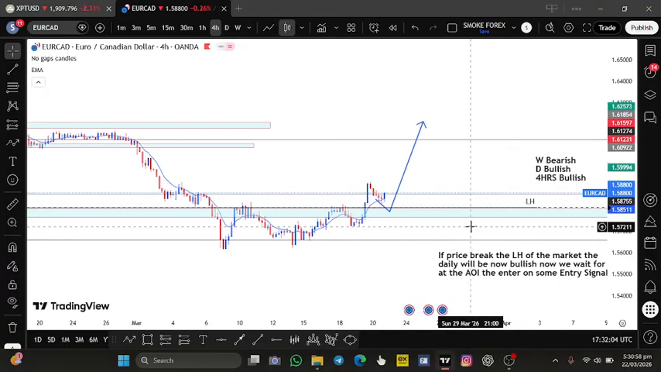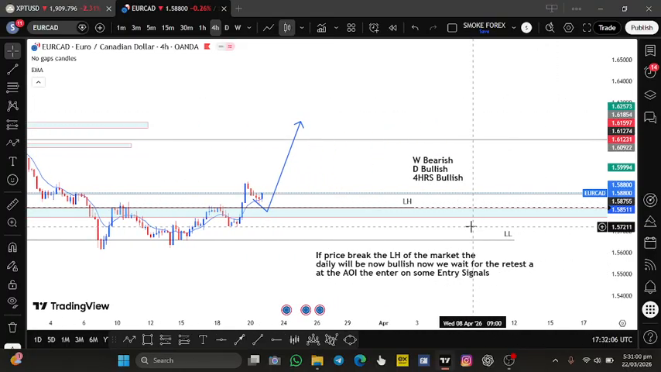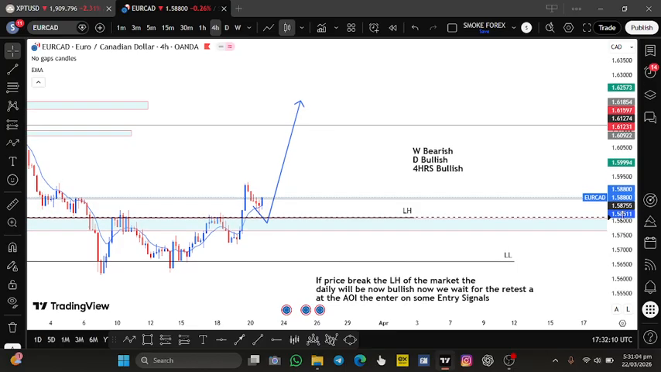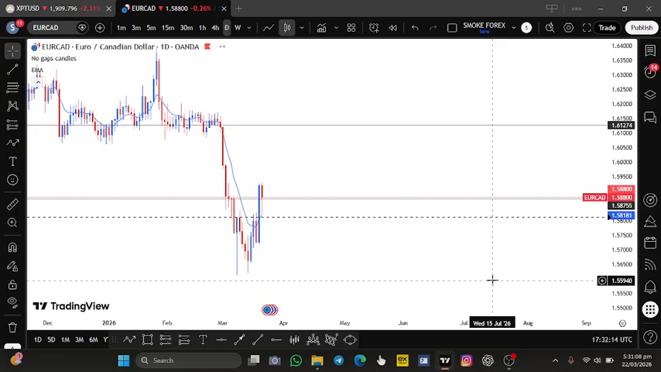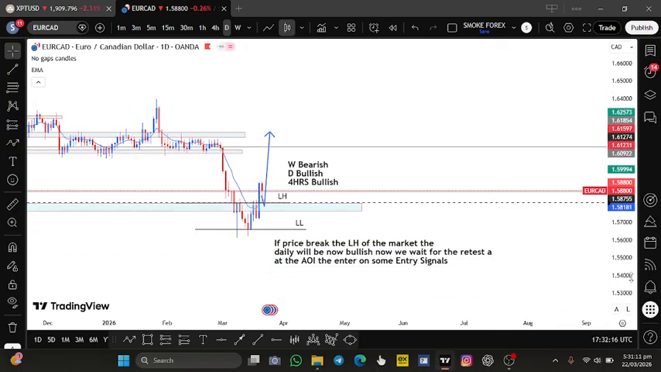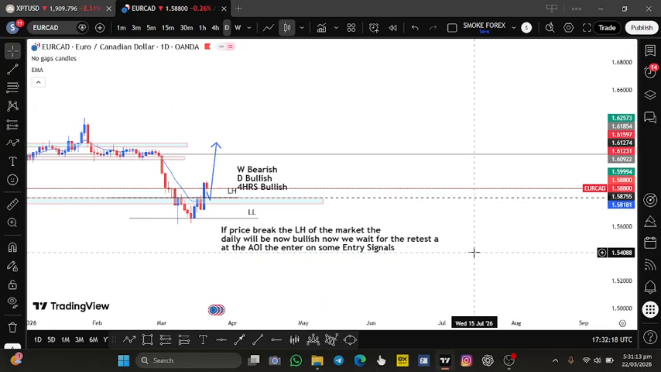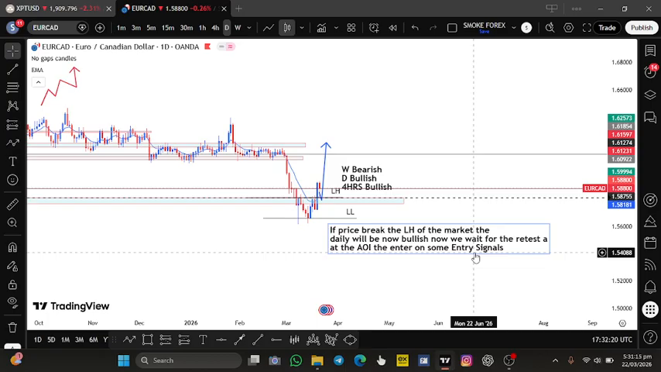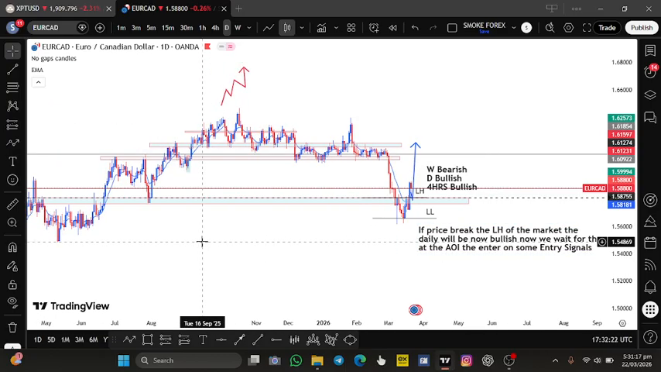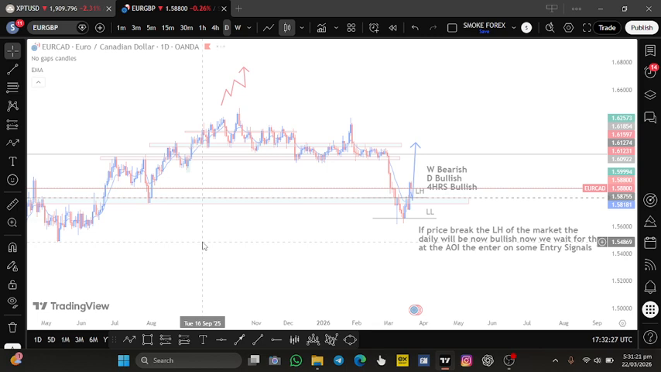And you can see clearly that the 4 hour is still doing the retest, the perfect retest. So I just want to see the daily retest. This is going to tell me that the market is going to shoot for a long. So that's for Euro CAD.